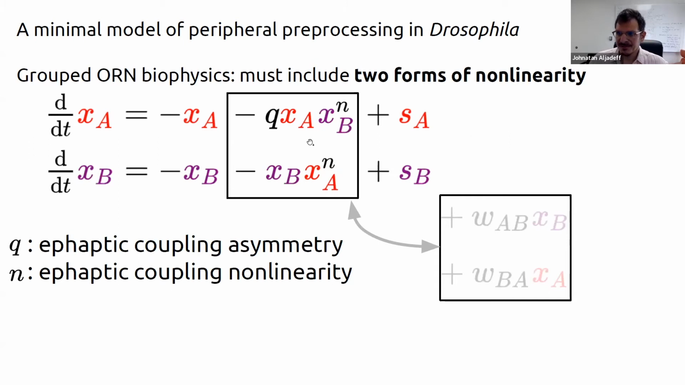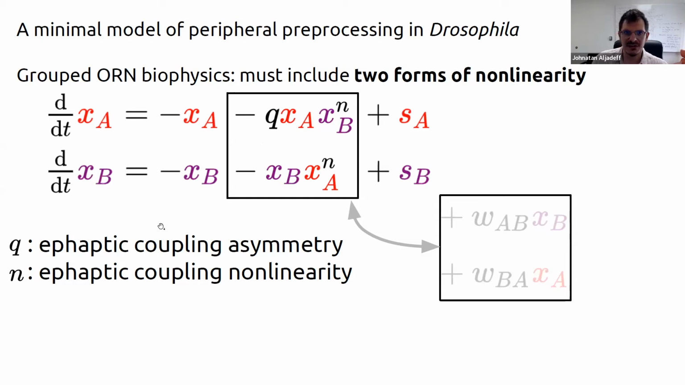This is what our equations look like. First of all, the effect of neuron B on neuron A is nonlinear. So there's this nonlinear exponent n. This mimics the threshold effect that neuron B has to be active beyond some amount for neuron A to feel the inhibition. And the second important nonlinearity is that the inhibition that neuron A experiences depends on its own level of activity. And these forms of nonlinearity are supported by the experimental literature.